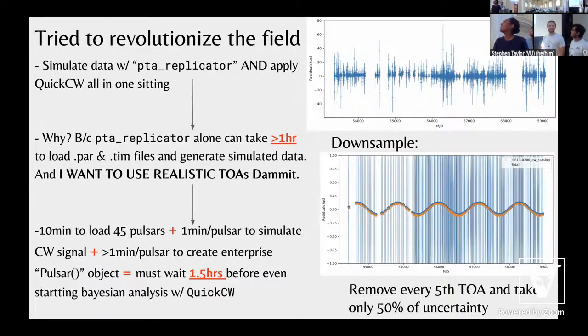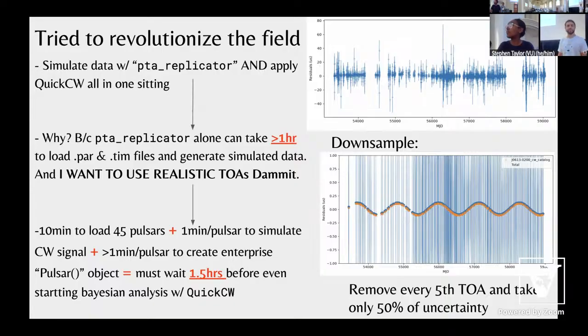Okay, so my contribution to this project was mostly satisfying my fixations. I developed a fixation that I want to use as realistic TOAs as I can find. And the best way to do that is to download the real data and use it. And then someone said PTA replicator, and I was like, oh my God, easy, fancy, nice to use.